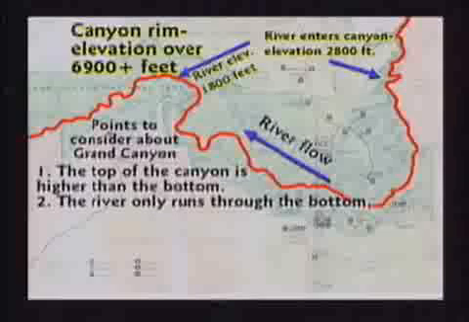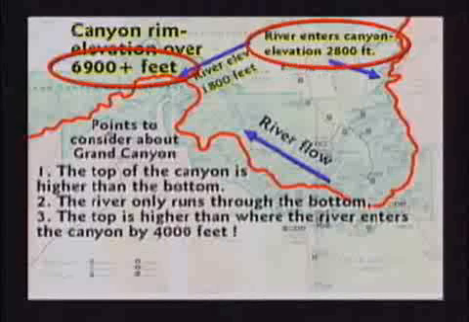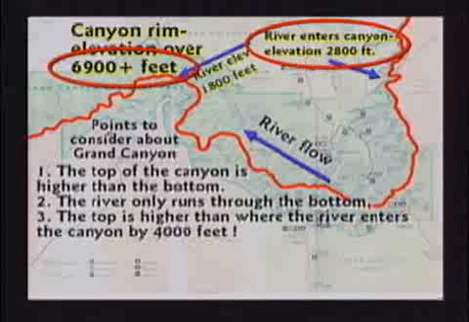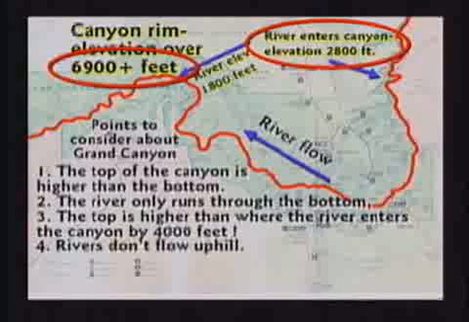I says, now, sir, there are a couple things you ought to consider about Grand Canyon. I said, did you know the top of Grand Canyon is higher than the bottom? He said, yes. I said, sir, did you know the river runs through the bottom? He said, yes. I said, sir, did you know the top is higher than where the river enters the canyon by over 4,000 feet? I said, sir, did you know that rivers don't flow uphill? I said, sir, did you know there is no delta?